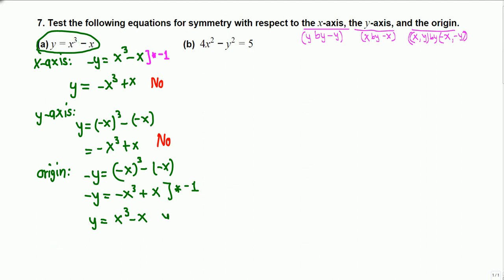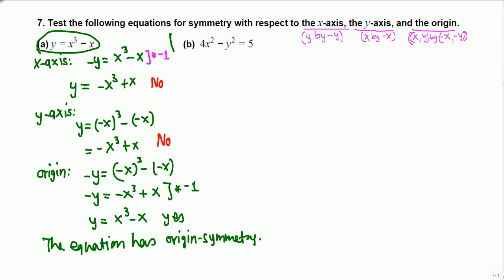Okay, this is yes. So the equation has origin symmetry, and later we will call origin symmetry odd functions.